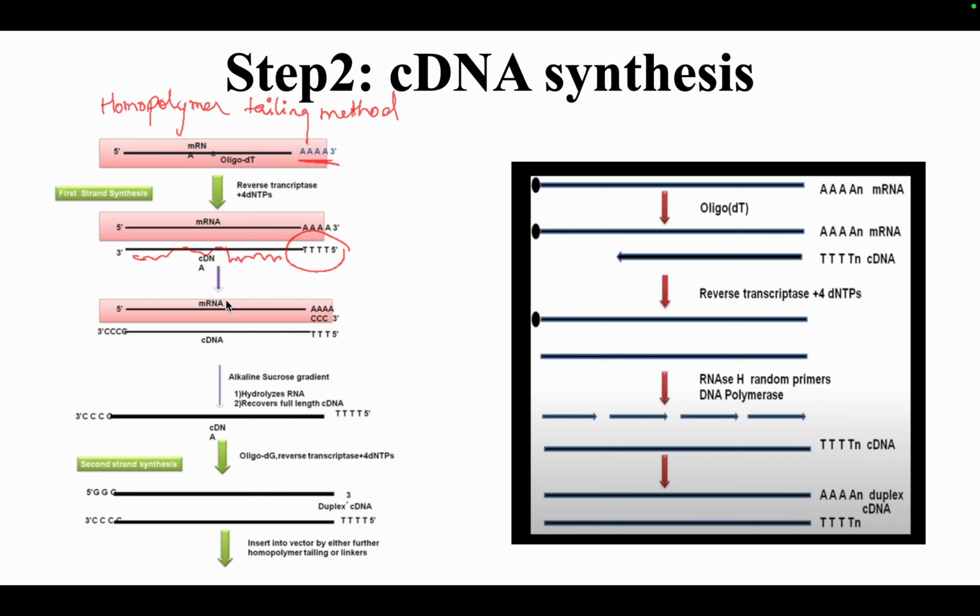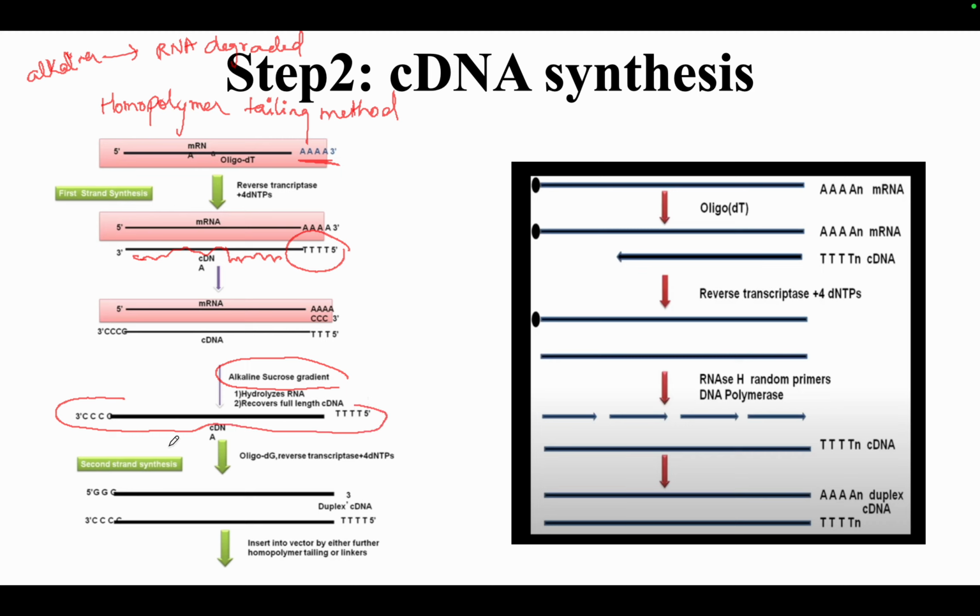Then finally we have to get rid of this RNA, so we'll use an alkaline sucrose gradient. RNA gets degraded in alkaline conditions because of the 2' OH on the sugar; under alkaline conditions, RNA will get hydrolyzed. So we are only left with our cDNA here.